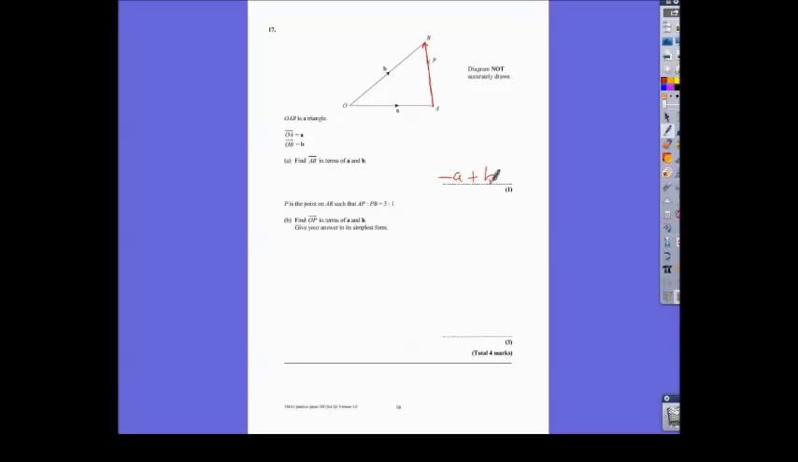It says P is the point on AB, such that AP to PB is 3 to 1. That means that if it's in the ratio 3 to 1, that's 4 parts. So this is 1 out of the 4 parts, and this is 3 out of the 4 parts. So it's 3/4 of the way along AB.